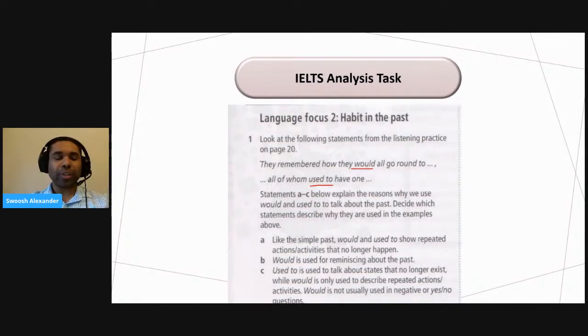So what do we think then? In the first one, they remembered how they would all go round to. Which of these options best matches the reason for using would in this case? A, B, or C? Let me know in the chat box which one you think is the best option. Why are we using would? Are we using it to show repeated action that no longer happens? Are we using it to reminisce or think about the past? Or are we using it to refer to states that no longer exist?